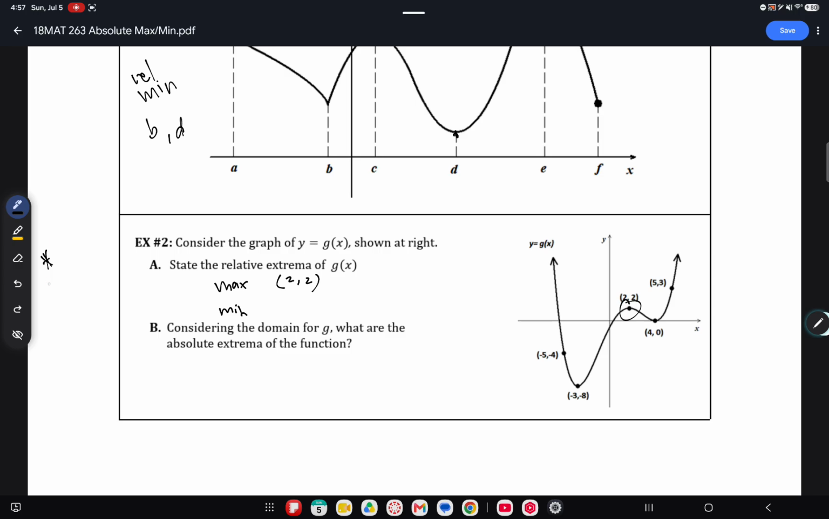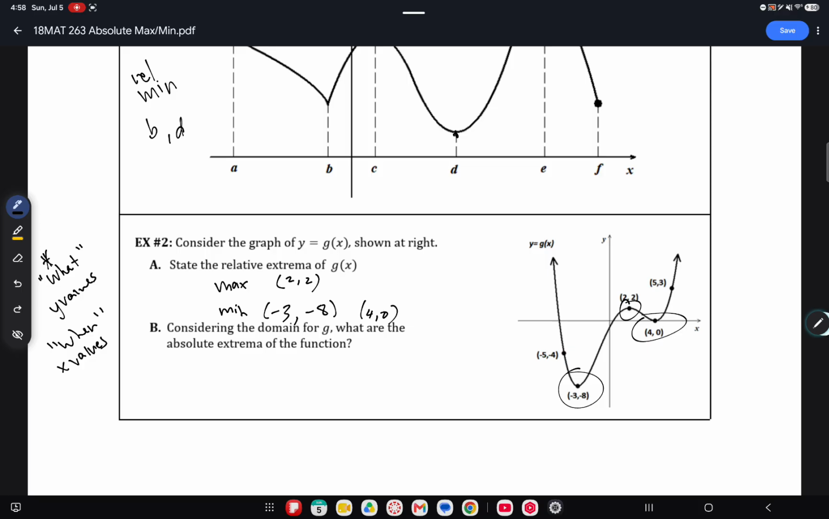There are some key words. If it says what is the extrema, we are looking at y values. But if it says when, then we're looking for x values. We're mainly interested in the outcomes of things versus the inputs. But I always put the ordered pair if it's not something super clear to me. All right, and then the relative minimums, we've got these two: (-3, -8) and (4, 0).